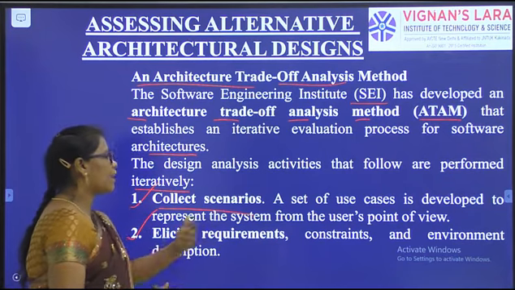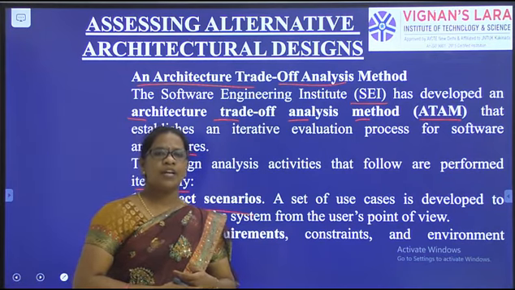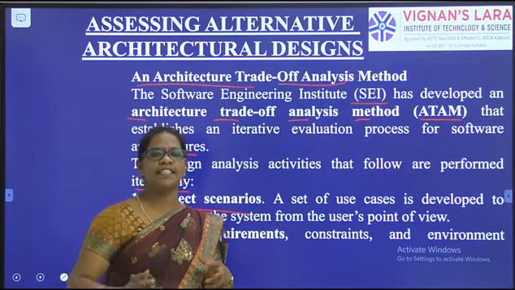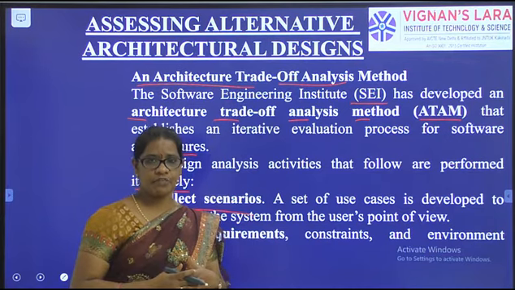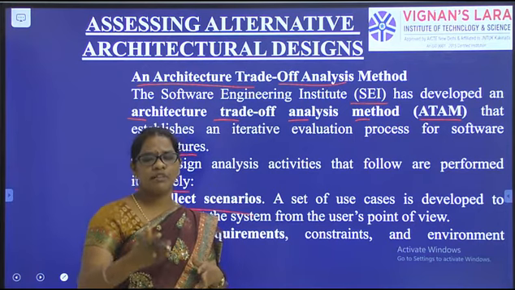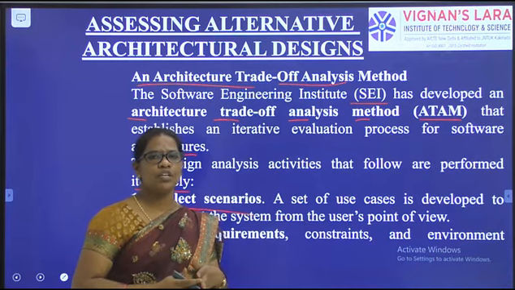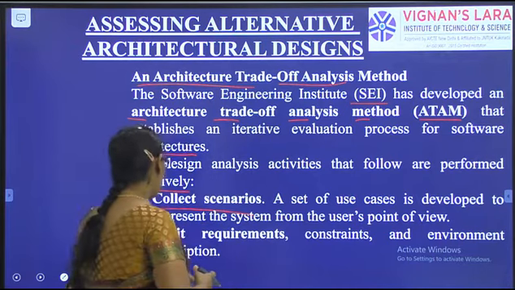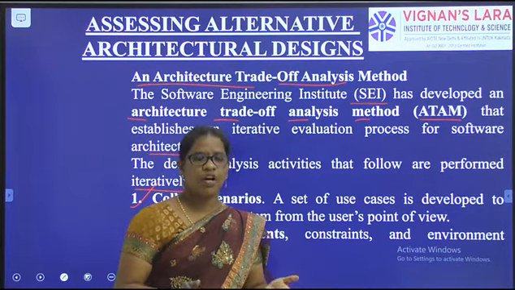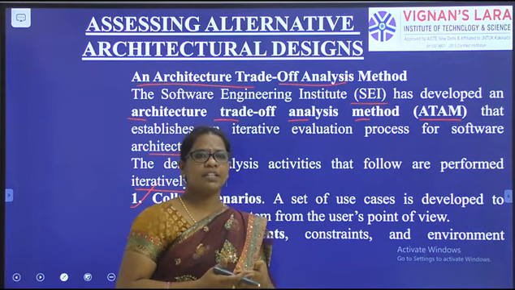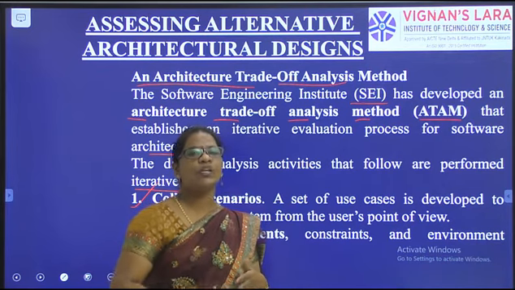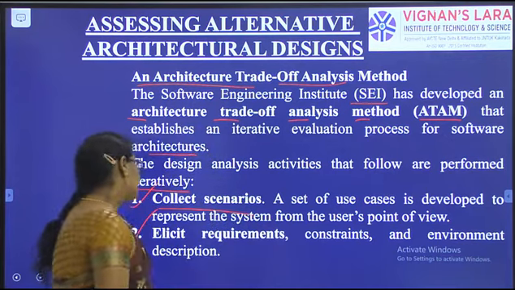Second point, elicit requirements. What are the requirements we have to consider? Whatever requirements we have not considered, we have to elicit, and we also have to elicit the constraints. Whatever requirements I want to implement in this software project, what constraints will I get? And also the environment description: in what environment we have to develop, what type of software and what type of tool I have to use. We have to consider all those things. That is the second point.